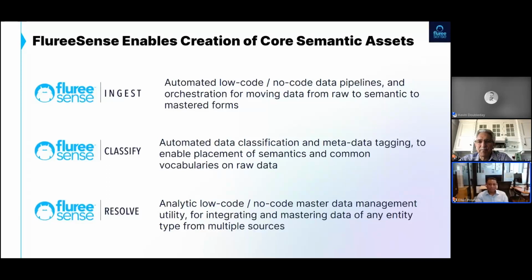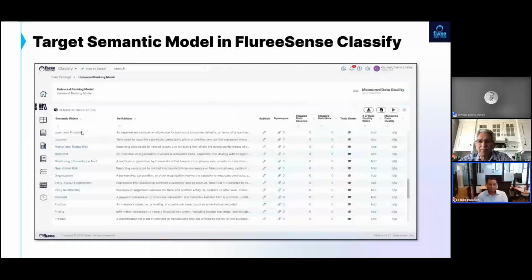And just to provide a couple of screenshots to give some examples. So this is a screenshot of what the Classify system looks like. And the idea here is that you can start to ingest into the Classify system all the different vocabularies and dialects that you have. So for example, here we've got a data dictionary that's describing the universal banking model. This is one that comes out of the box within the Fluree Classify system, but you will obviously have your own data dictionary. And then risk will have its own vocabulary and finance will have its own dialect.